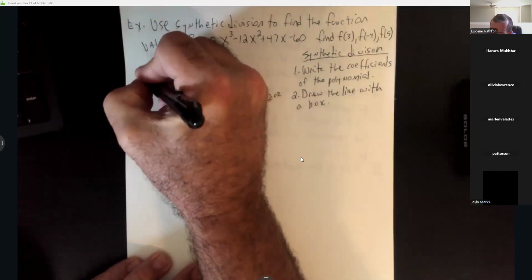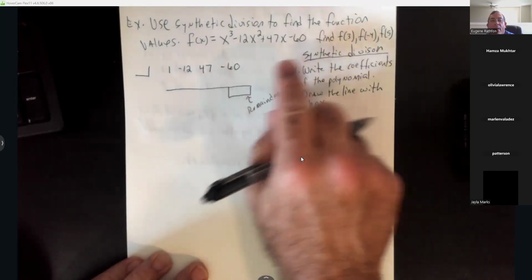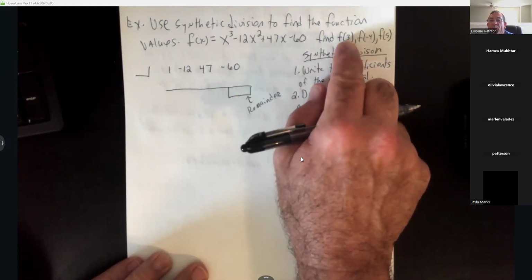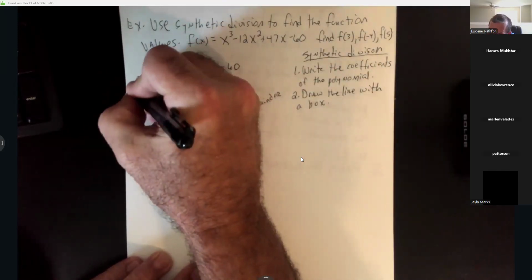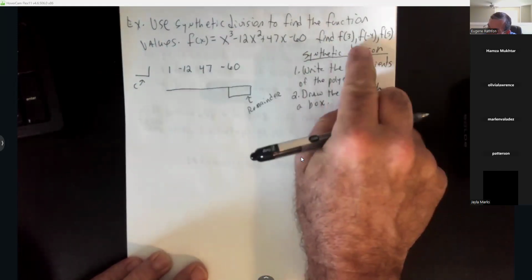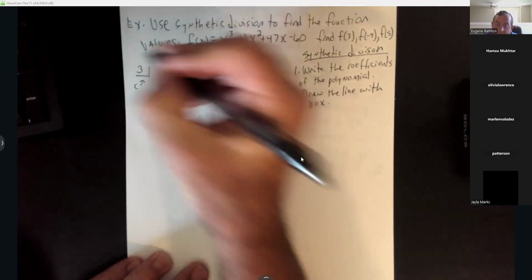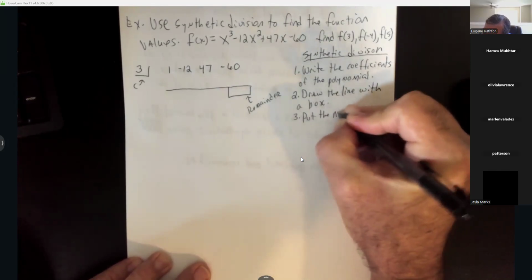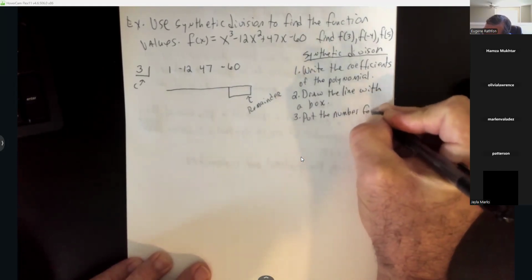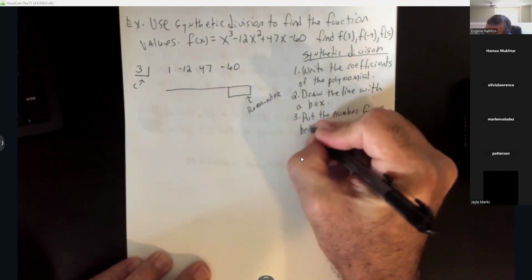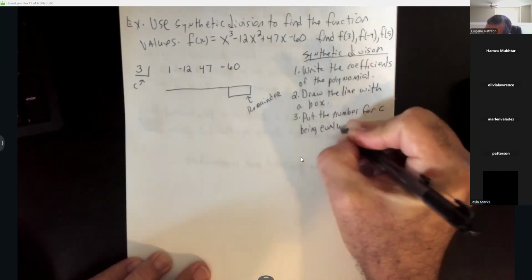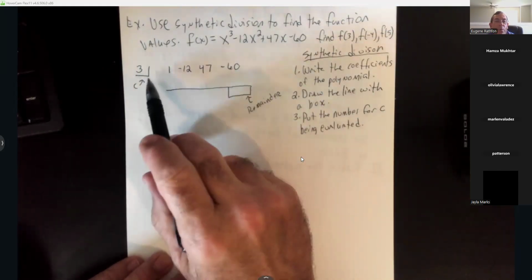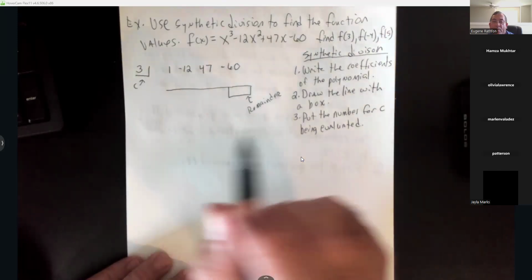Now, these three numbers are the numbers I'm going to find the value of. So I'm going to start with f at 3. So this is called C. And C for the first one will be 3. So put the number for C that is being evaluated. So next time I'll use -4 for my C, and then finally I'll put a 5 in for my C.